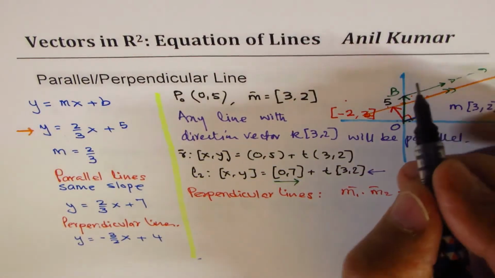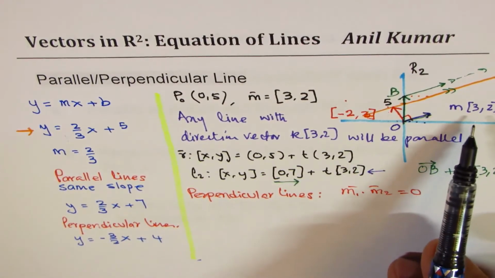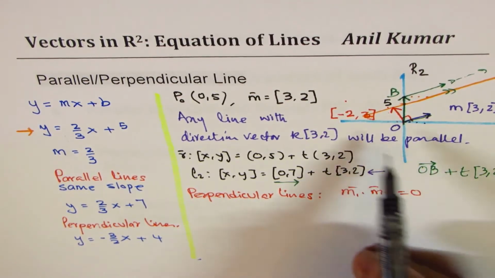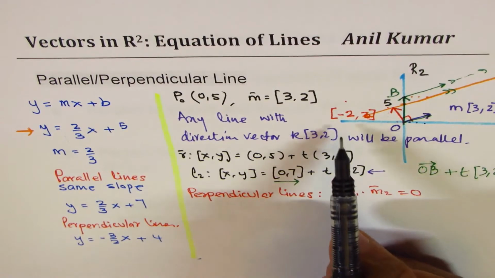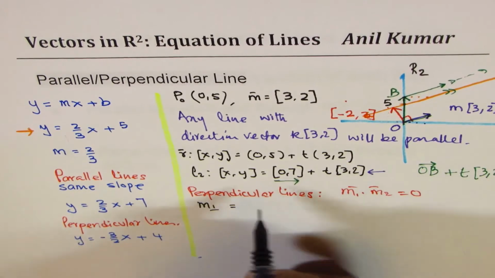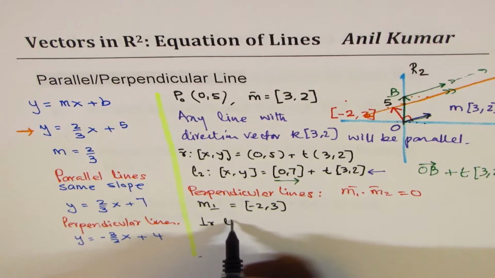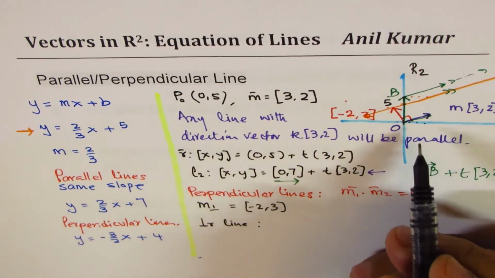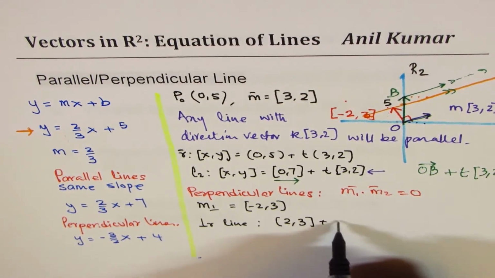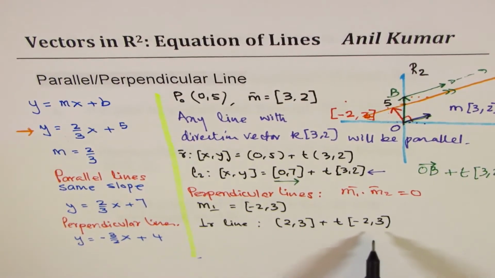So in R2, it is kind of easy to get the normal vector to the given vector, just by interchanging the position and also one of the signs. You can test it out. So the perpendicular vector in this case was -2, 3. And therefore, the perpendicular line could be, we could use any point, right? Let's say we use a point 2, 3, plus t times -2, 3. So it's that simple to get a perpendicular line.